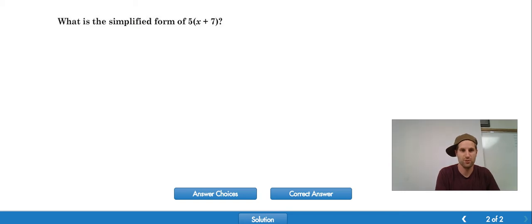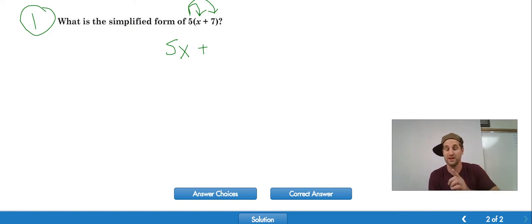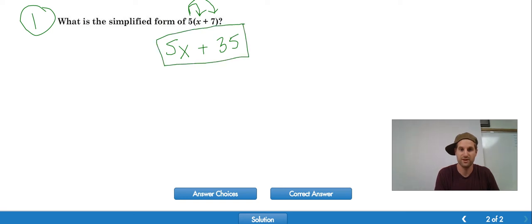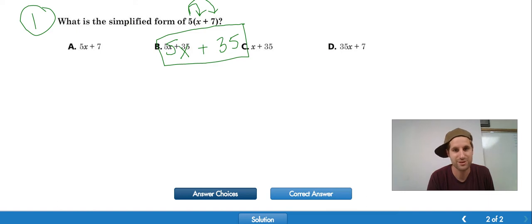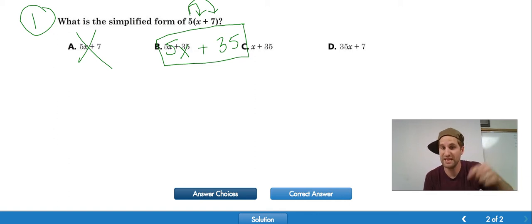Here's our first example. What is the simplified form of 5 times x plus 7? It's right next to the parentheses, so we distribute it and multiply it to each piece. We get 5x, a plus sign in between, and then 5 times 7, which gives us 35. That is our final answer. Look at the answer choices: one didn't distribute the 5 to the 7, so that was a no-go. Another forgot to distribute the 5 to the x, so that's a no-go. And over here, we don't know what they did.